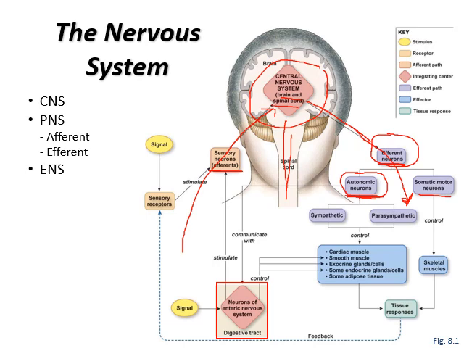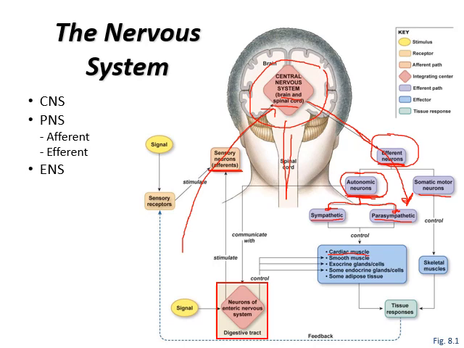The autonomic can be further broken down into the sympathetic and parasympathetic, and we're going to spend a whole lecture on this autonomic nervous system and looking at these two branches, the sympathetic and parasympathetic. But what tissues are under control of the autonomic?